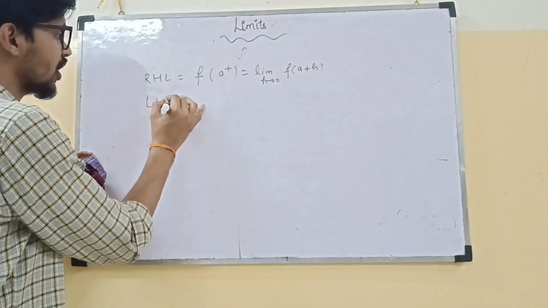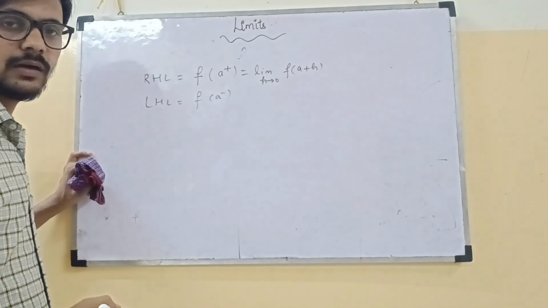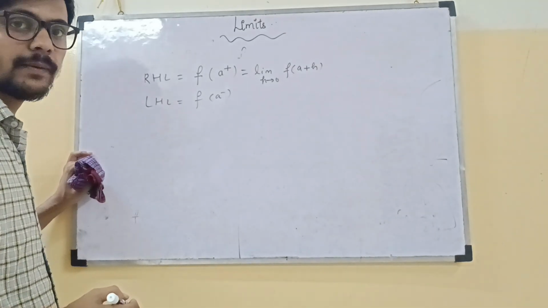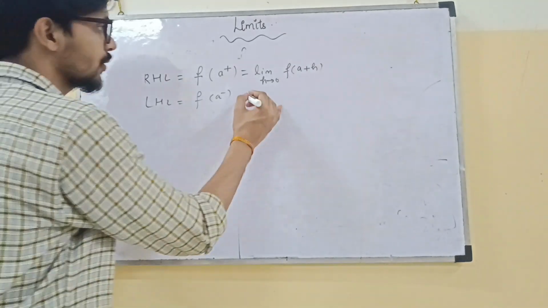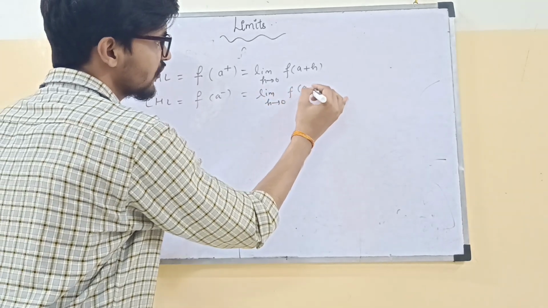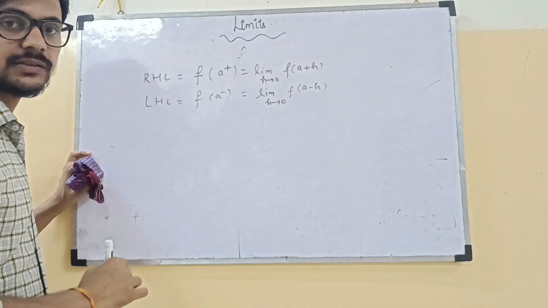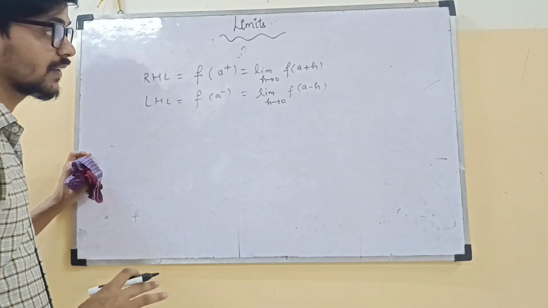Similarly, for LHL, you take the functional value from the left of A, and you are approaching towards A, and you write it as limit h tends to 0, f of A minus h. Sir, what is this h tends to 0?